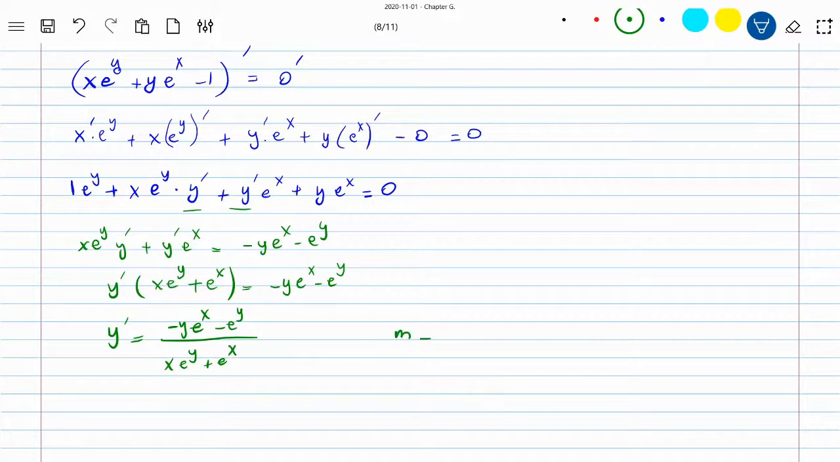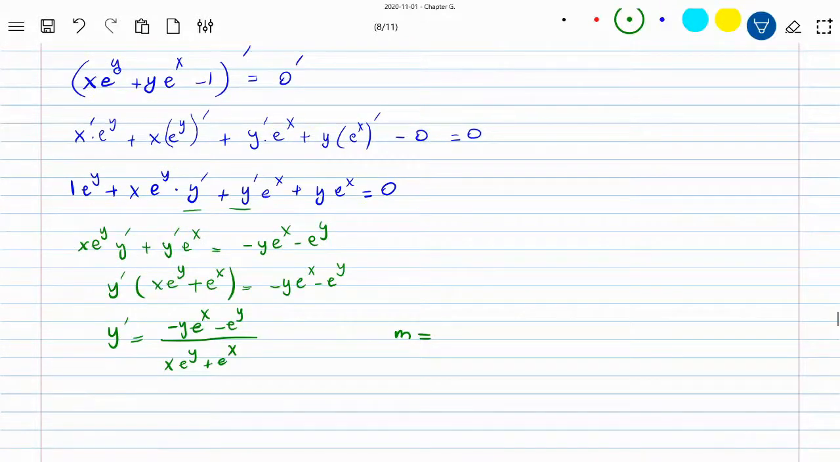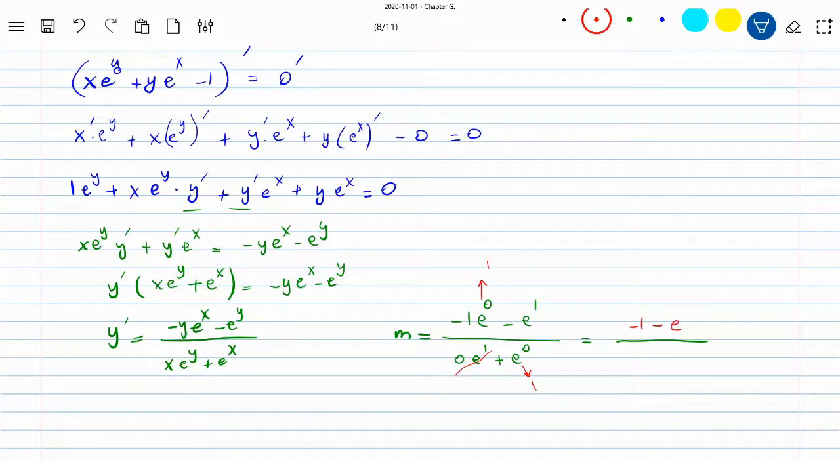So what is the slope? Given the point was given 0 and 1. So I'll replace x with 0, y with 1. Negative 1 e to the 0 minus e to the 1 divided by 0 e to the 1 plus e to the 0. And you can calculate the numerator. E to the 0 is 1. E to the 0 is 1. 0 times this will cancel out. E to the 1 is still e to the 1. So we have negative 1 minus e to the 1 is e. And the denominator is 1. So you get minus 1 minus e.